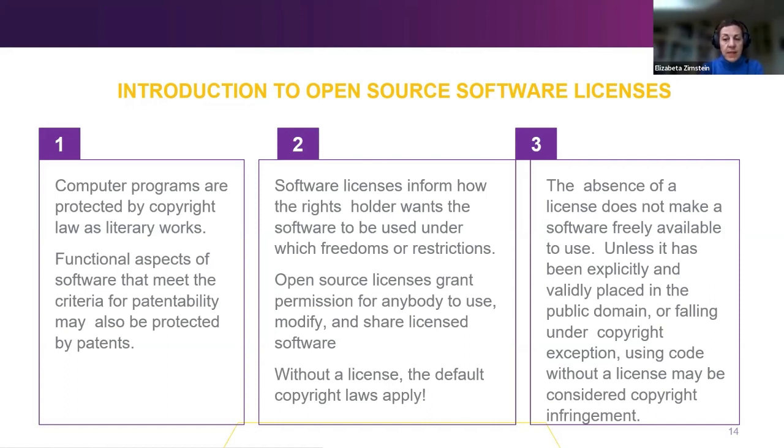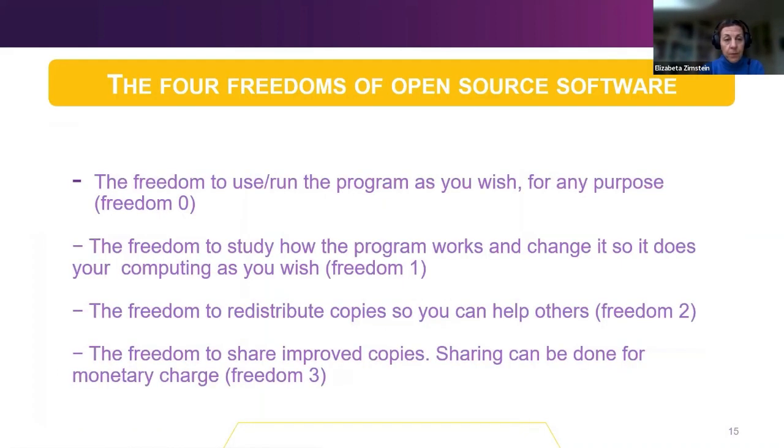The absence of a license does not make a software freely available to use. Unless it has been explicitly and validly placed in the public domain or falling under a copyright exception, using code without a license may be considered copyright infringement. The four freedoms of open source software are the freedom to use or to run the program for any purpose, the freedom to study how the program works and change it, the freedom to redistribute copies, and the freedom to share improved copies.